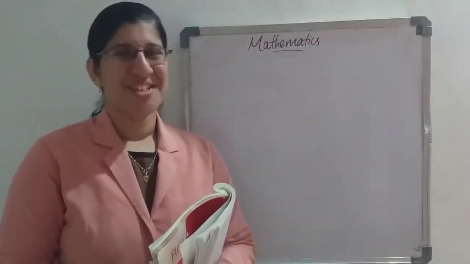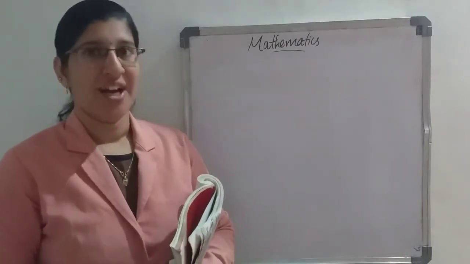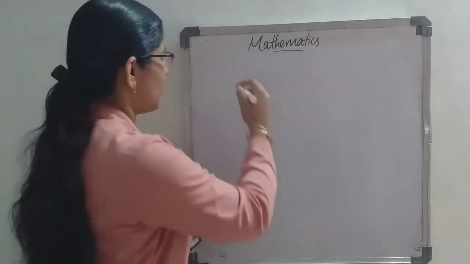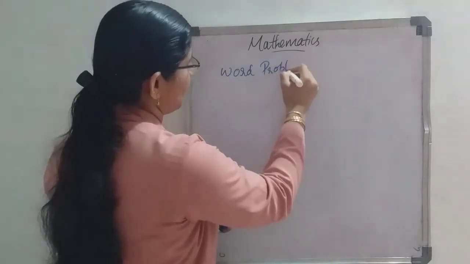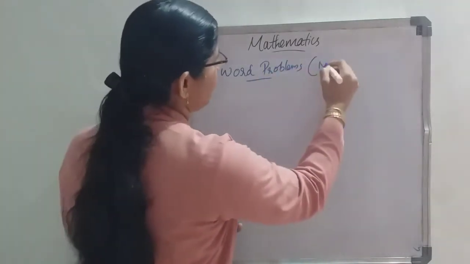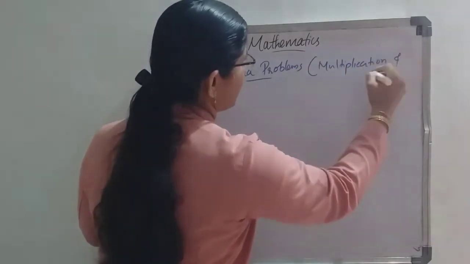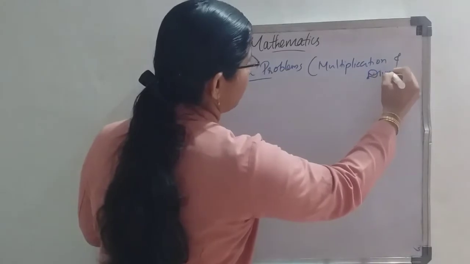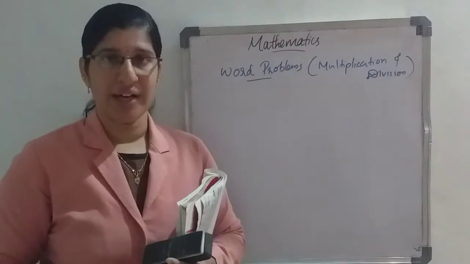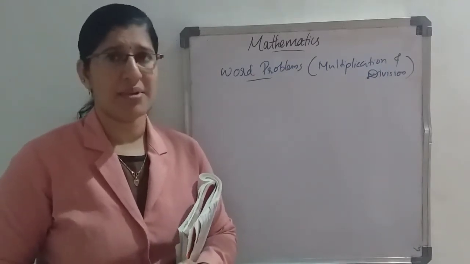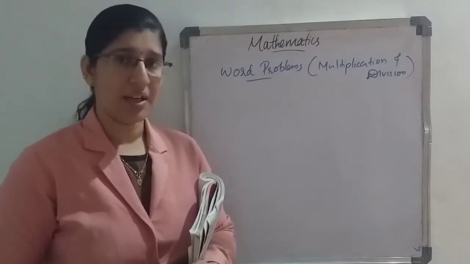Hi all. So we are at the last topic of this chapter, that is the word problems of multiplication and division. Okay, the word problems of money. So I think you all know how to multiply and divide the money, isn't it? So simple. It is the same as what we studied in the earlier class. Only the difference is that you need to separate that into rupees and paise.